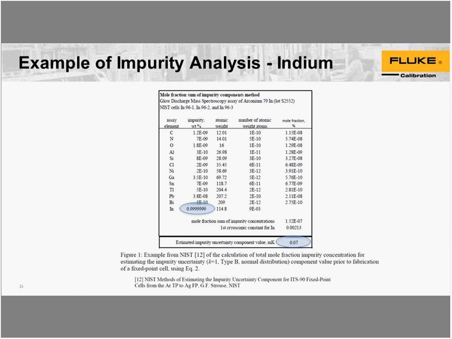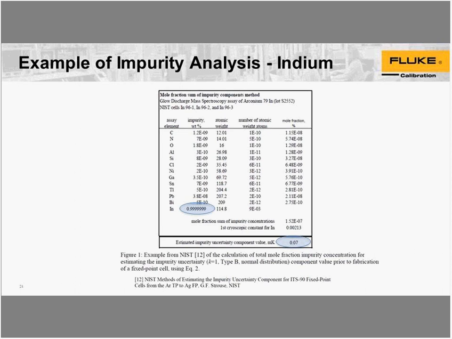The sum of the impurity concentrations is listed, and then the first cryoscopic constant for indium is listed. We apply those numbers to the equation we showed previously and estimate that the delta T is around 0.07 millikelvin for this indium cell. So that gives you an idea of how much impurity affects the realization temperature.